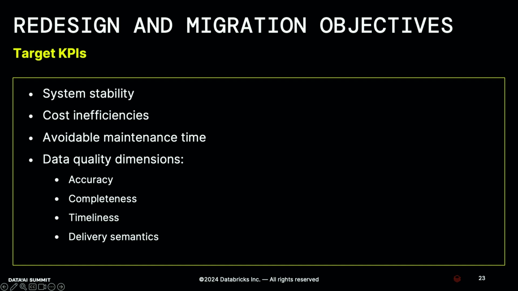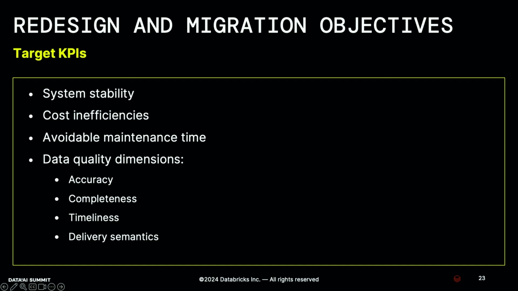These KPIs are system stability, certain cost inefficiencies that needed to be cut down, and avoidable maintenance and troubleshooting time that needed to be reduced to enable engineers to focus on value-adding tasks. And 4 data quality dimensions: accuracy, completeness, timeliness, and delivery semantics.